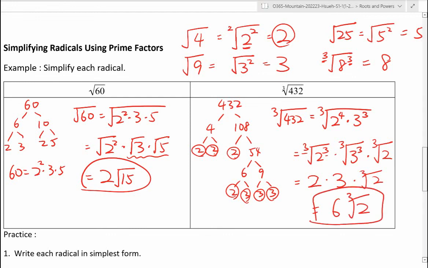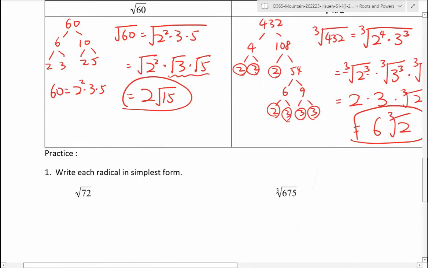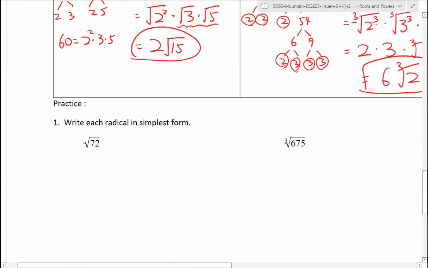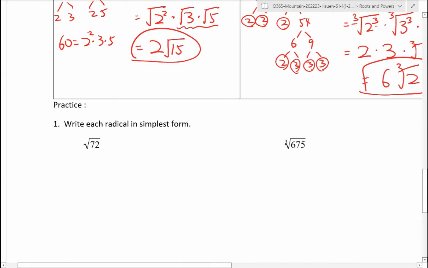So that's another way of simplifying radicals. You don't have to use perfect powers if you are not so sure about them and whether they are factors or not. You can always use prime factorization. And of course, if you use prime factorization, you can use continuous division as well. Just make sure that each time you divide, you divide by a prime factor. Okay, so there are 2 questions for you to try, and I'll give you a few minutes.